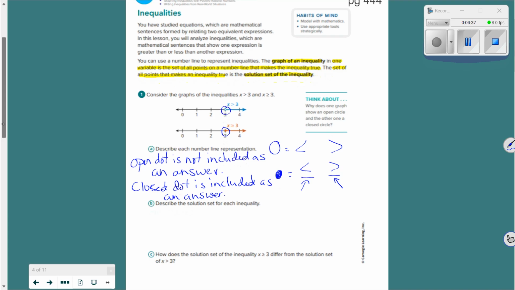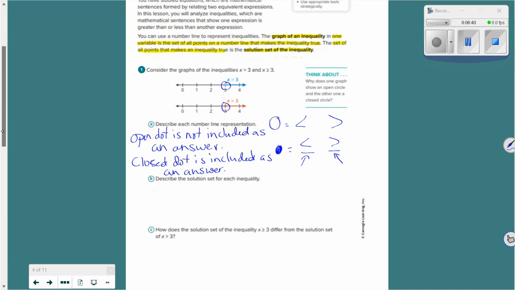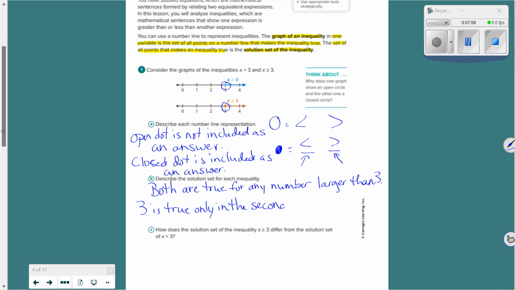Describe the solution set for each inequality. Both are true for any number larger than 3. 3 is true only in the second inequality.